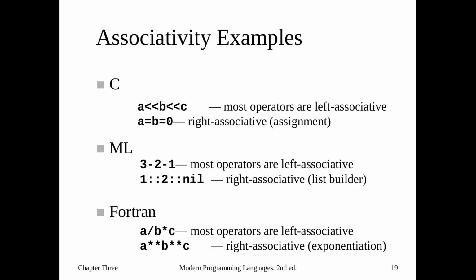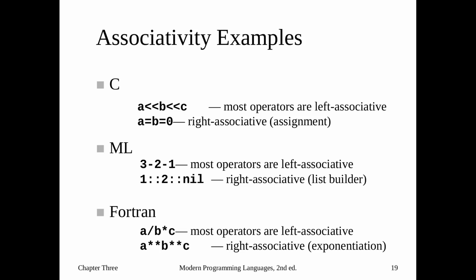The first example in C is the right shift or the left shift operator, where we're shifting the bits from C into B and into A. Really, what's happening is we shift from B to A, and then we shift into that C. Assignment, on the other hand, is right associative. We start from the right, so we assign 0 to B, and then we take whatever the value of B is and assign that to A.